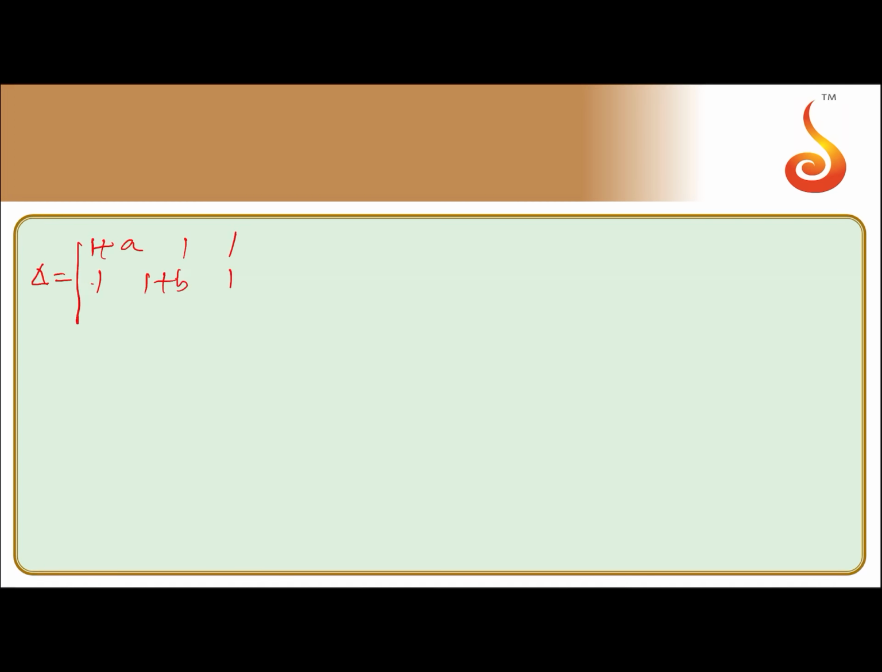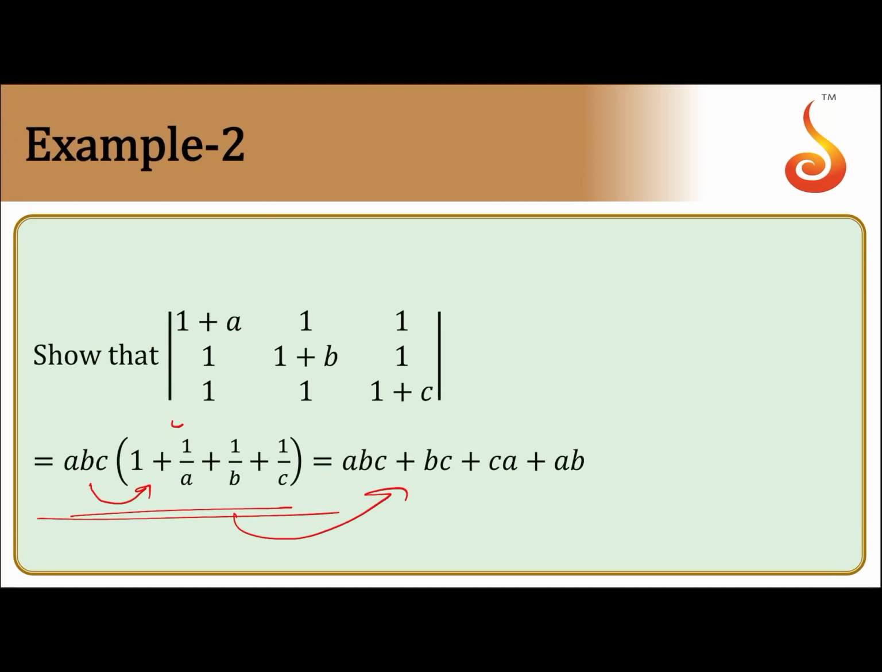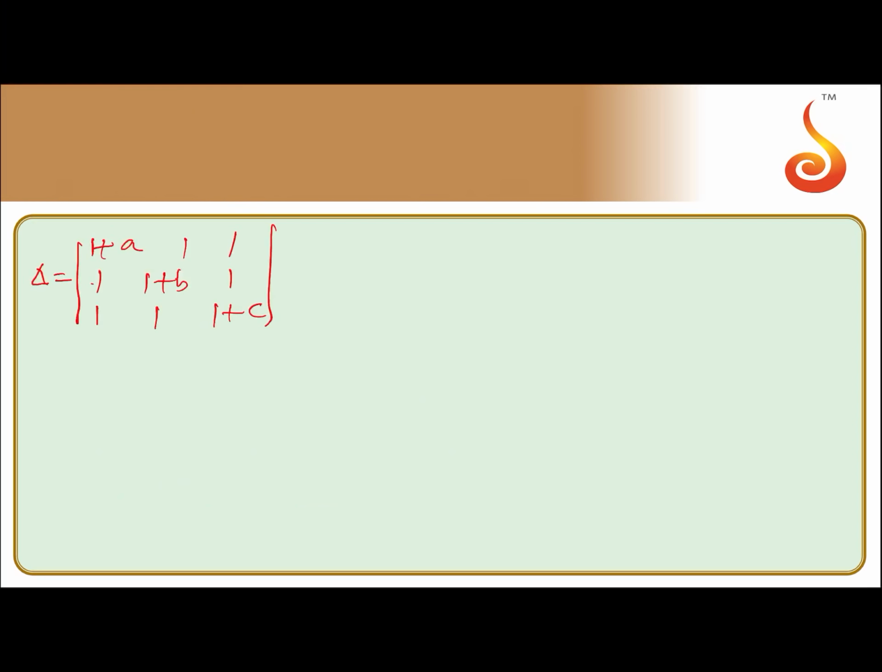1, 1 plus B, 1. 1, 1, 1 plus C. As we have here 1 by A, 1 by B, 1 by C. Okay, as factors, as terms. Why not you take out A, B, C common from the first row, second row, third row. As delta is just a number.